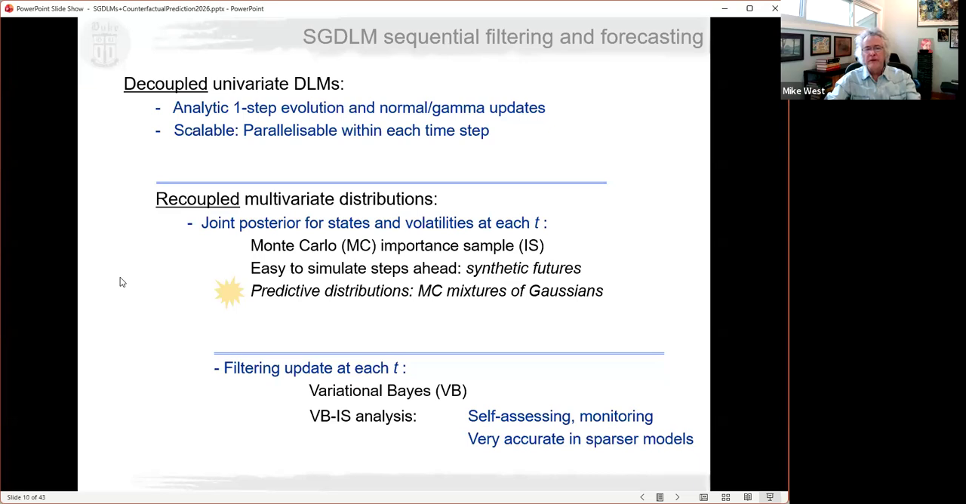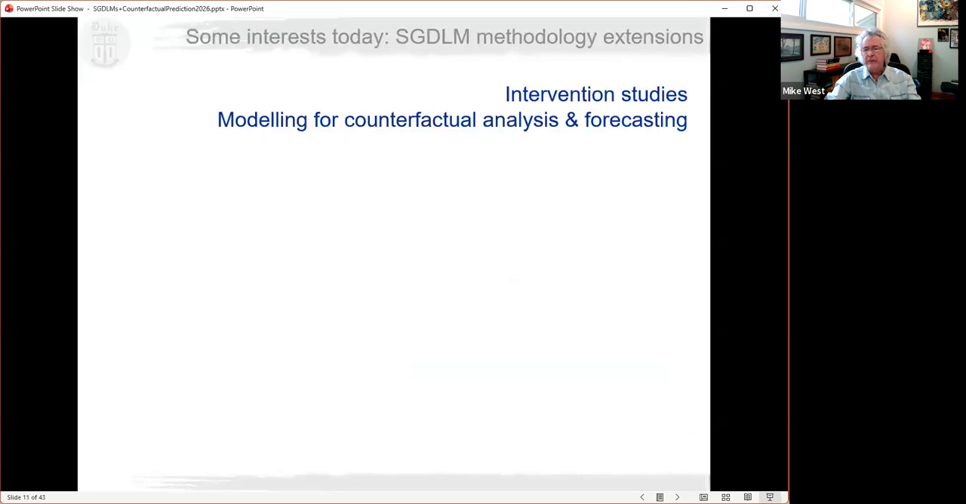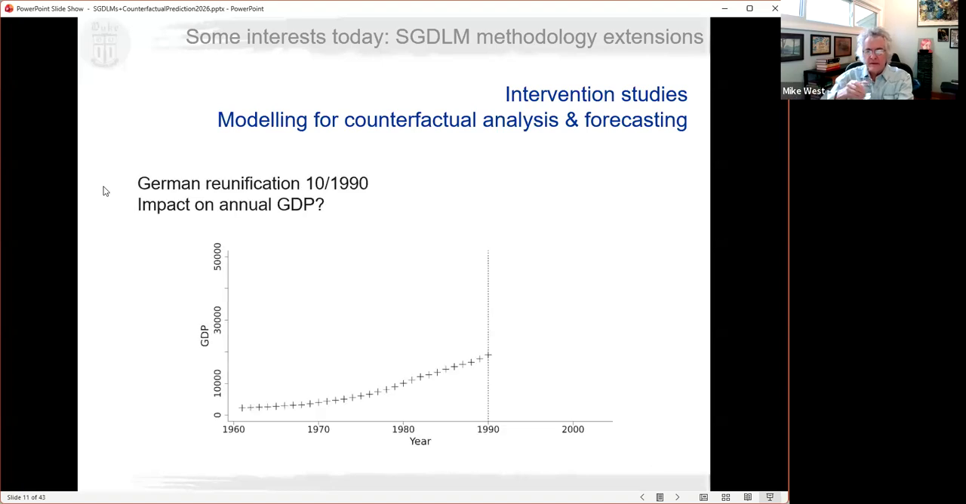We're building on that as we move to a counterfactual setting. And a main goal here is the extension of the existing SGDLM methodology for this counterfactual setting, which introduces complications basically involving missing data. So let me go back to our GDP.